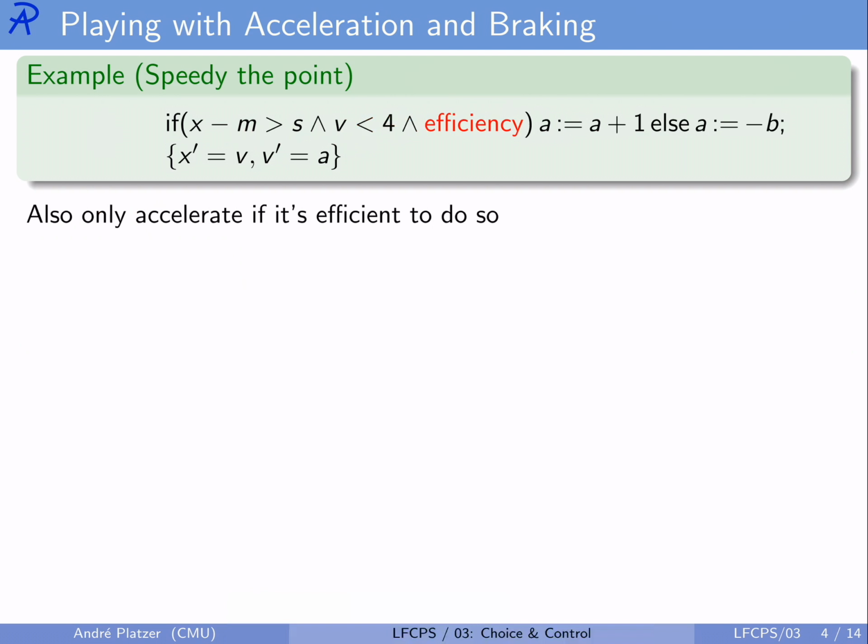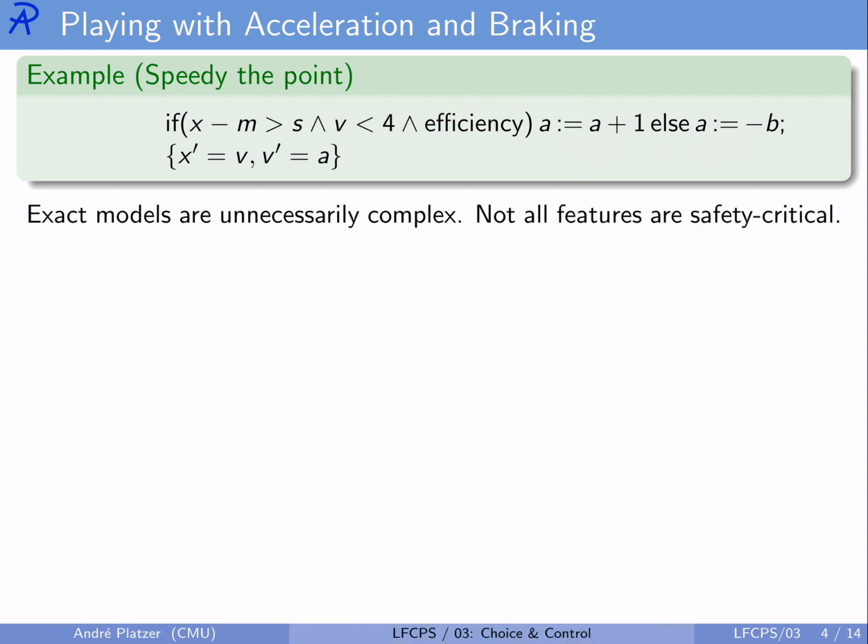And come to think of it, in fact, this model is still not a very accurate one, because in reality you would also have some efficiency conditions. Think of fuel efficiency, passenger comfort, and all these features that will go into deciding whether you should be speeding up or slowing down. So we should only be accelerating if it's actually efficient to do so.